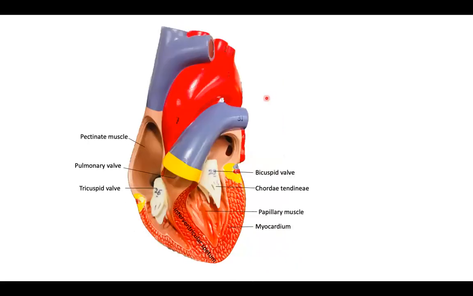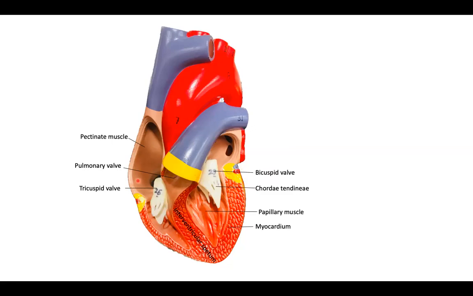Now, looking at the interior structures of the heart, again, orient yourself first. Here is your right side, here's the left side. So we have the two chambers on the top, right atrium and left atrium, and then you have again right ventricle, which, even in the picture, is very clear as smaller than your left ventricle.